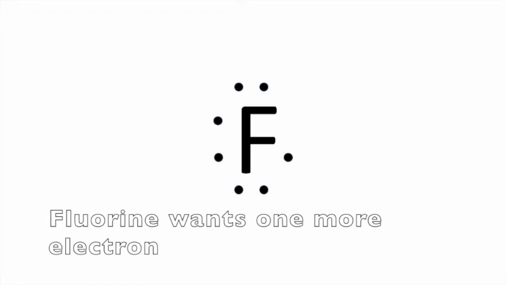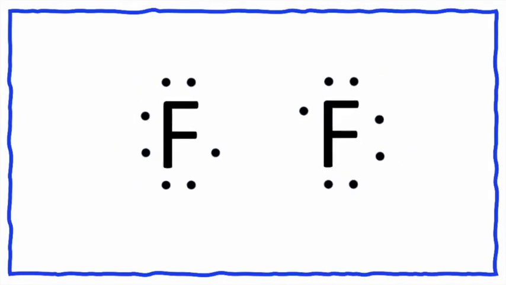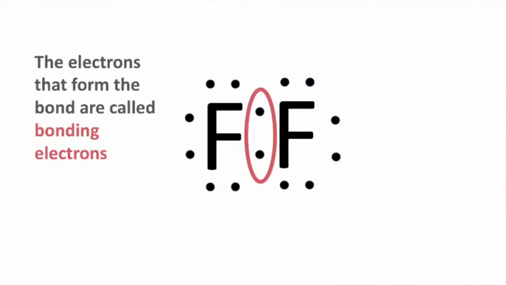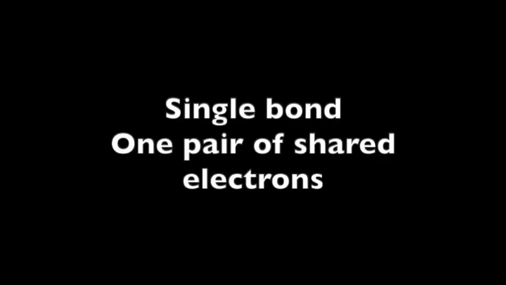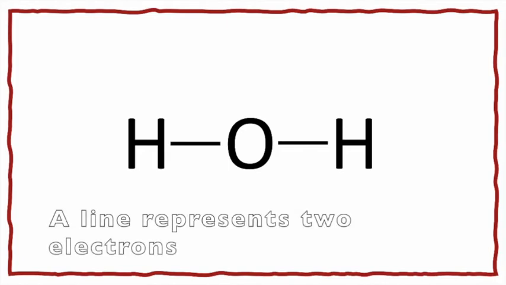Fluorine isn't very stable as a single atom, and it wants to form a full octet. One way it can do this is to bond covalently with another fluorine atom. We call the electrons that participate in forming bonds bonding electrons. The electrons that do not participate in bonding are called lone pairs. A single shared pair of electrons is called a single bond. A single bond can be represented in 2 ways in a Lewis diagram. It can be represented with dots or with a line. Either way is fine as long as you remember that a line represents 2 electrons.